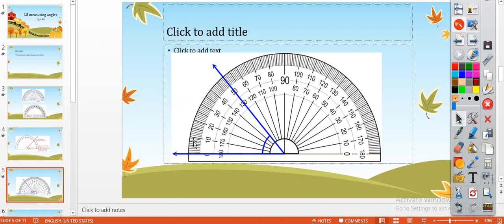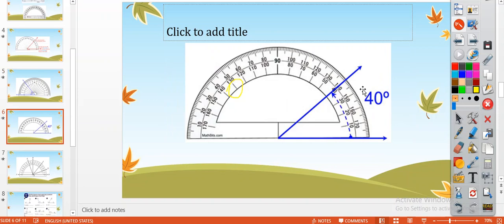Let's take a look at this one. Here is an angle, the blue one, and let's start from the 0. Will we count from the 180? Look here. It intersects with the protractor at 50 and 130. Which one are you going to choose? Which one is the correct one? Well, be careful. We have to start from the 0. So here's the 0. 0, 10, 20, 30, 40, 50. So the answer is 50, not 130. Be careful.